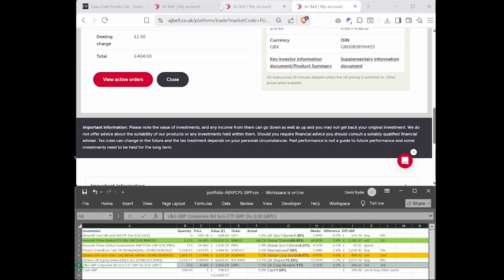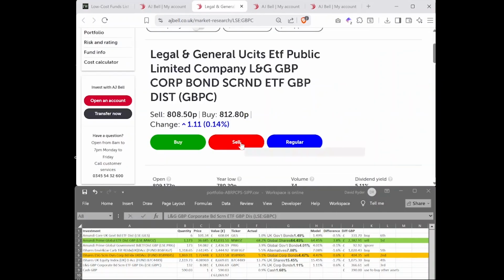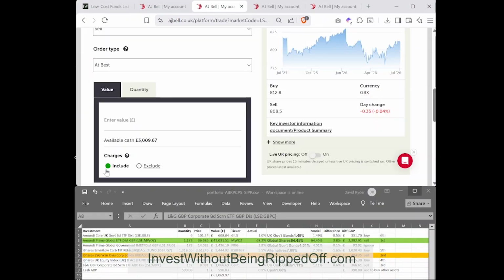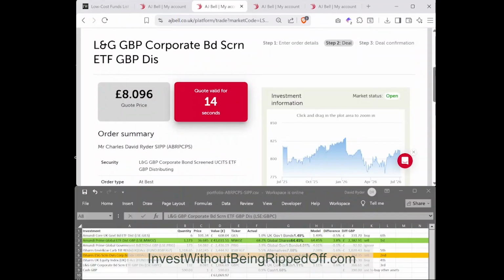Back to the portfolio and have a look at what it looks like. Here it is. It is L&G Corporate Bond Screened. That one. And I need to sell about £366 worth. So I click on that. Here we are, I click sell, and again we can see GBPC just to make sure it's matching the ticker, which it is. Click sell, include, and it's £366. And I will get a quote. And there's the quote. I'm happy with that. Let's sell.